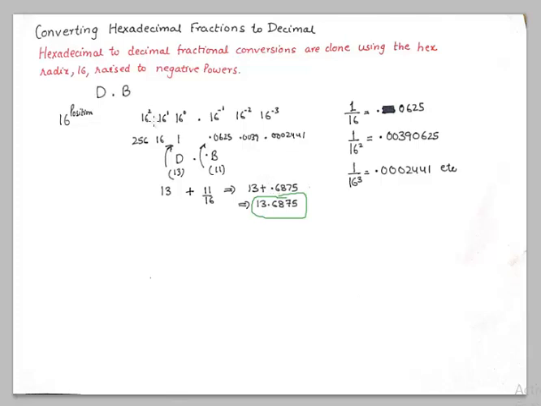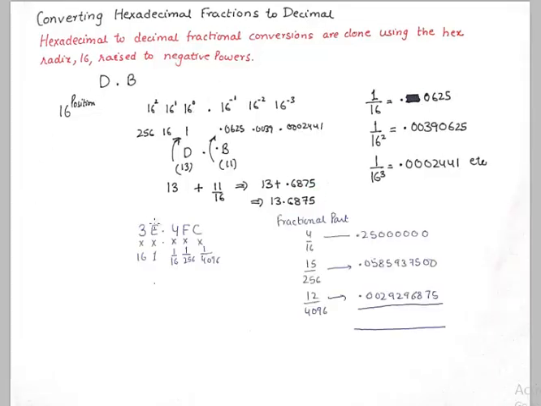Now this was a small example with just one digit on both the sides of the point. We'll take up a complicated example here. We'll try to find the hexadecimal fraction, its decimal equivalent, 3E.4FC. So we have three hexadecimal digits on the right hand side of the point.